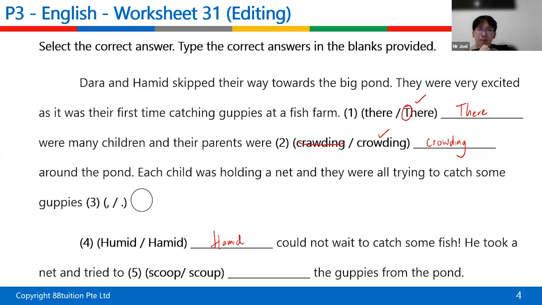Ew, forever sweaty armpits, forever sweaty legs and feet and all that. Ugh. But anyway, Hamid is the correct name over here, not humid.